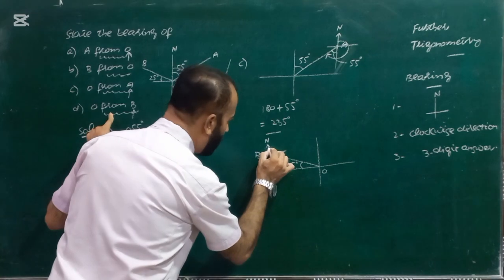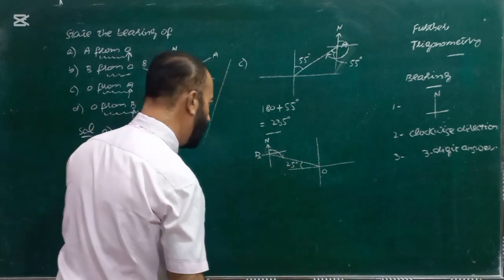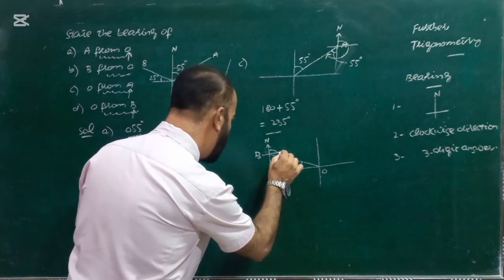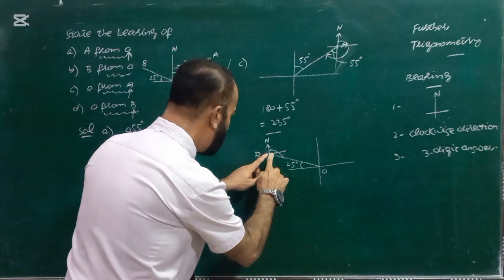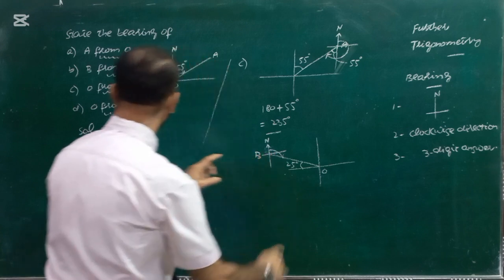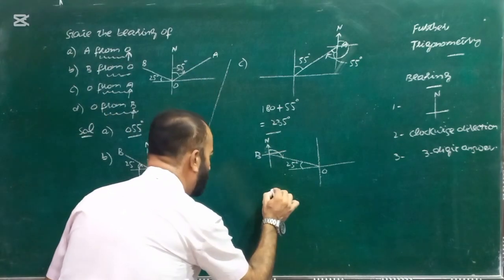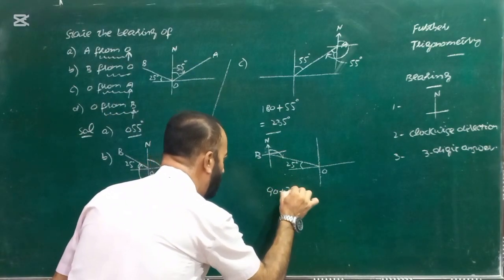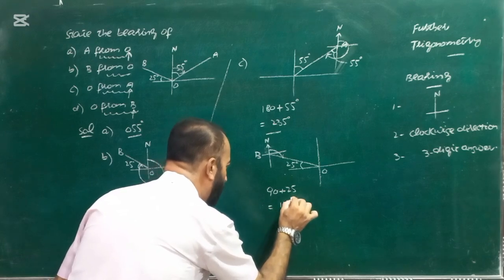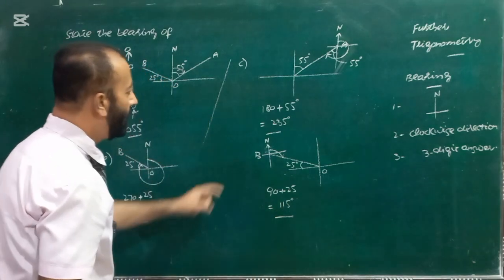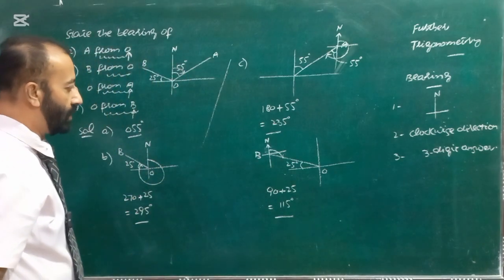So O from B. Actually we need this angle, starting from here and touching B's line. If this is 25, this will also be 25 according to alternate angles. So the bearing of O from B will be 90 plus 25, which is equal to 115°. This is the answer, because all the answers are in 3-digit form. So these are the answers.